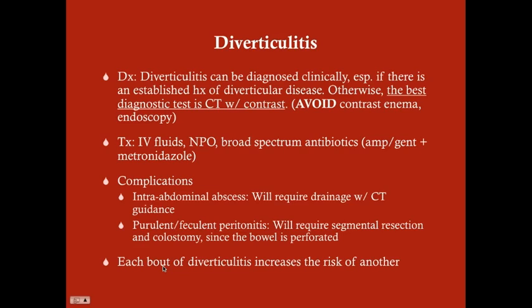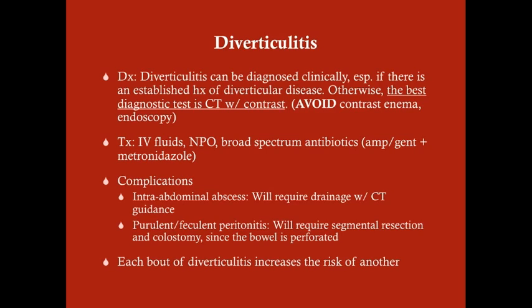Okay, so the complications from diverticulitis, and we usually hope that there's not a complication, and most of the time there isn't, but sometimes there can be. So intra-abdominal abscess, that's going to require drainage with CT guidance. And so intra-abdominal abscess will usually be suspected if the patient has a continued fever or if they have a palpable mass, but usually we're going to have a CT done on the patient at some point during or before their release. And then a purulent or feculent peritonitis.